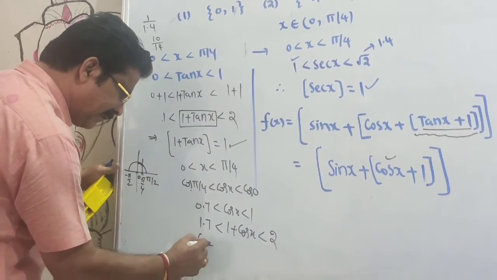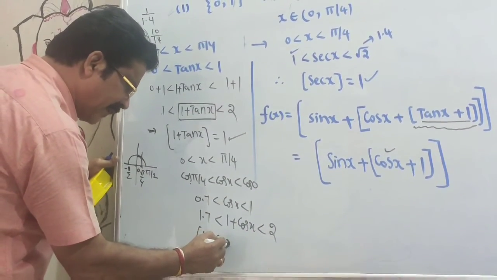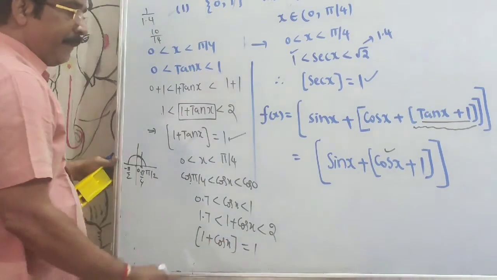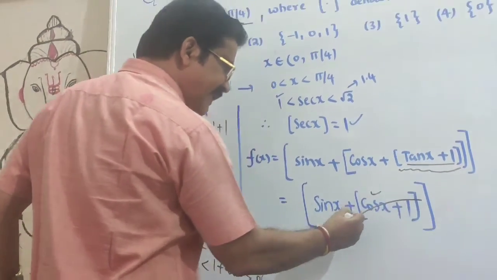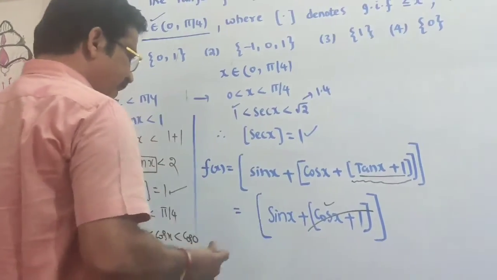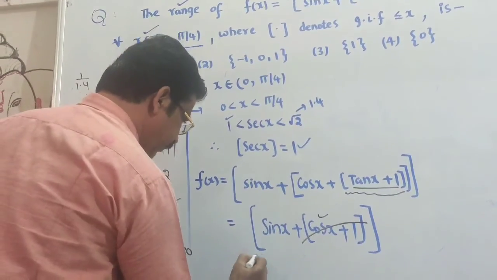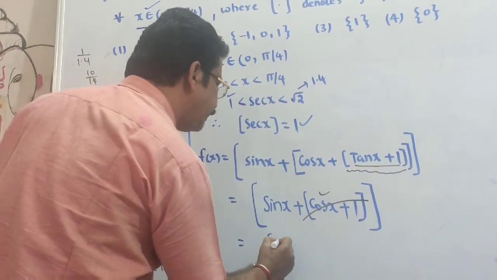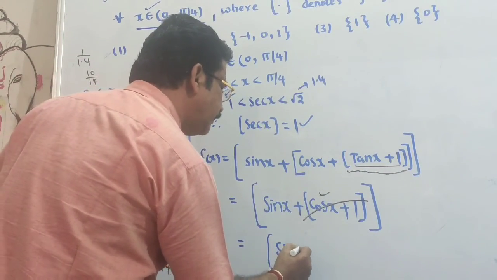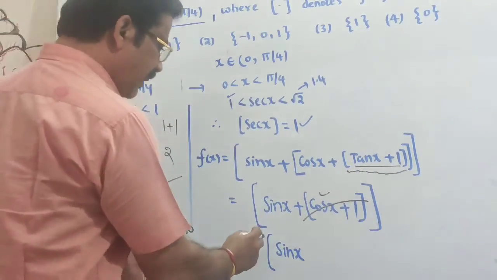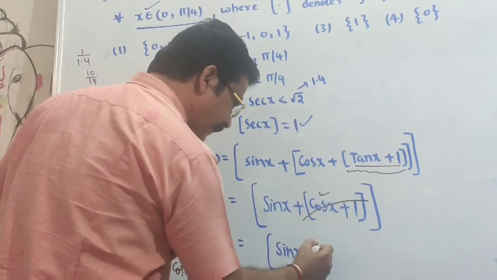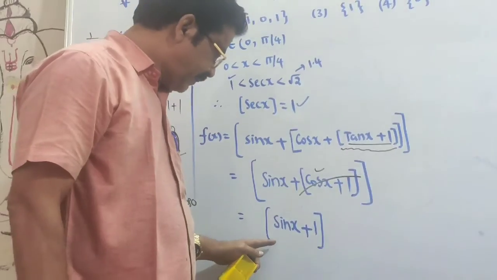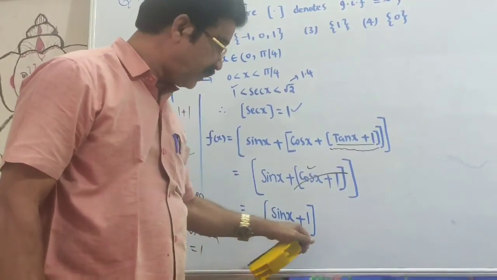Then in such a case, what is the value of box? Box of 1 plus cos x equals 1. So its value is equal to 1. So therefore f of x, finally, became box of sin x plus 1.